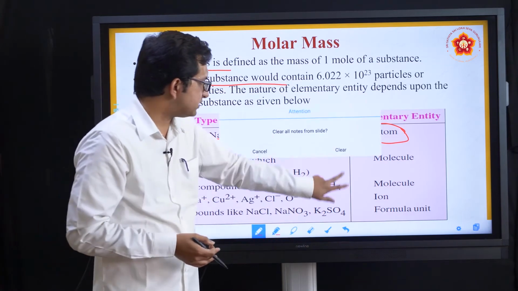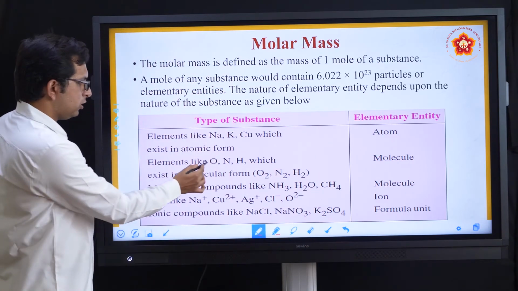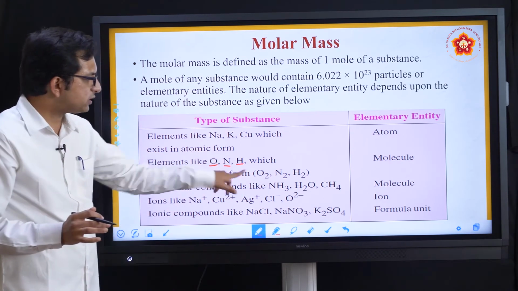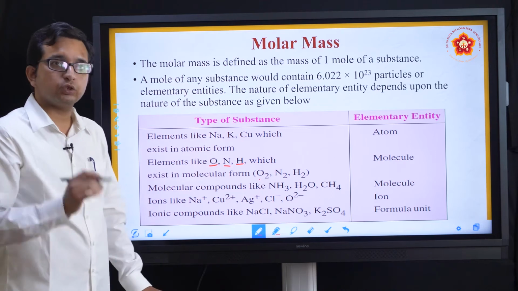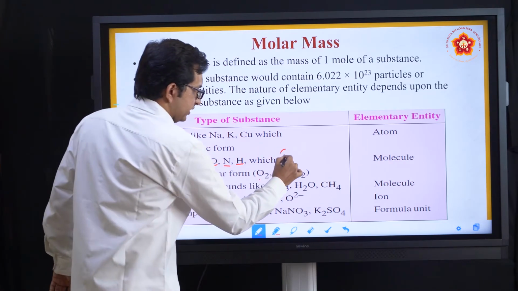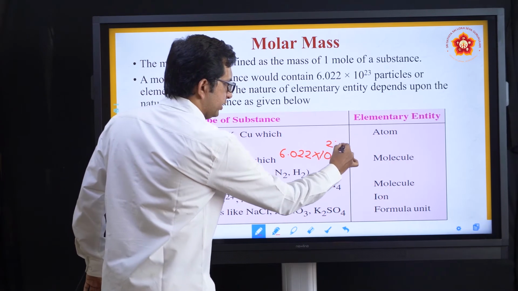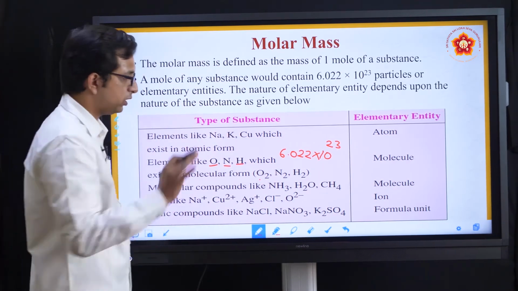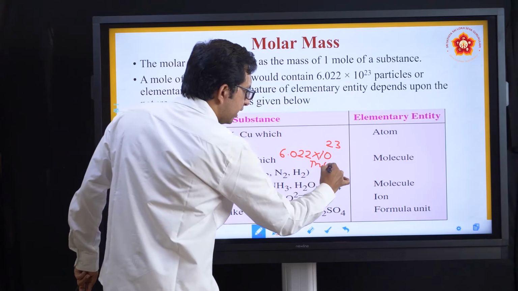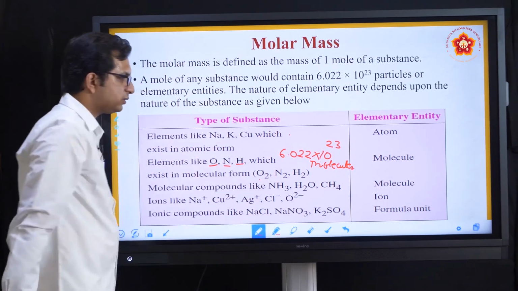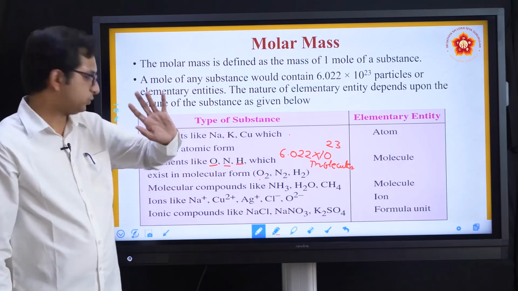Now when you consider the second set of compounds here, oxygen, nitrogen, hydrogen, which are all gases, their stable state is in O2, N2 and H2. So therefore the count is written as 6.022 into 10 raised to 23, exactly the same number, but what are they? They are in molecules. Whereas here it was in atoms, now it is in molecules.